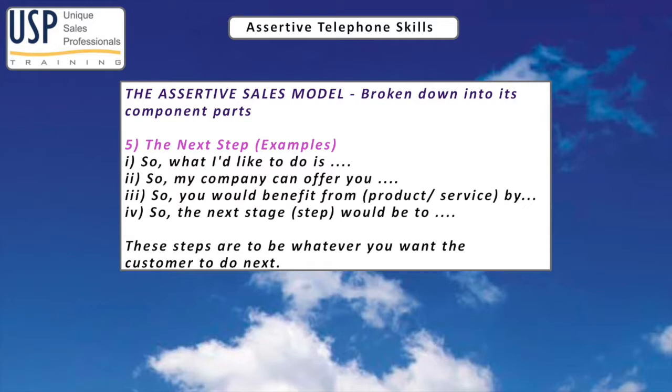So in an instance it might be, so what I'd like to do is to give you a trial of the system. So my company can offer you beneficial trading rates. So my company can offer you bespoke design. Part 3. So you would benefit from having my product because your competitors wouldn't, and you would have an advantage on them. And 4. So the next stage or step would be to sign the order, to go ahead, etc.